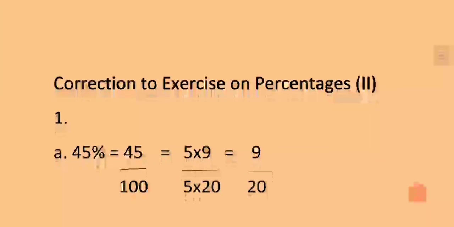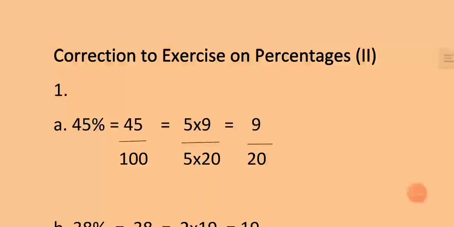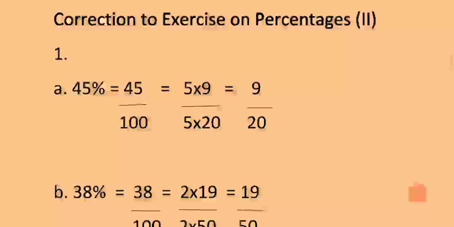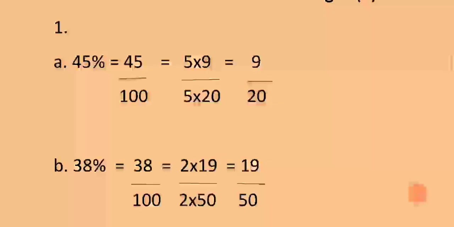The correction to the last exercise: the conversion of percentages to fractions. 1A, we had 45%. We remember that percentage means out of 100. So when I say 45%, it means 45 out of 100, which is just the same thing as 45 over 100.